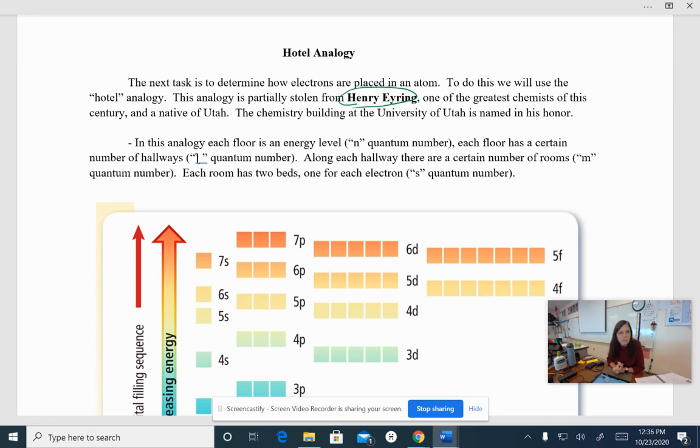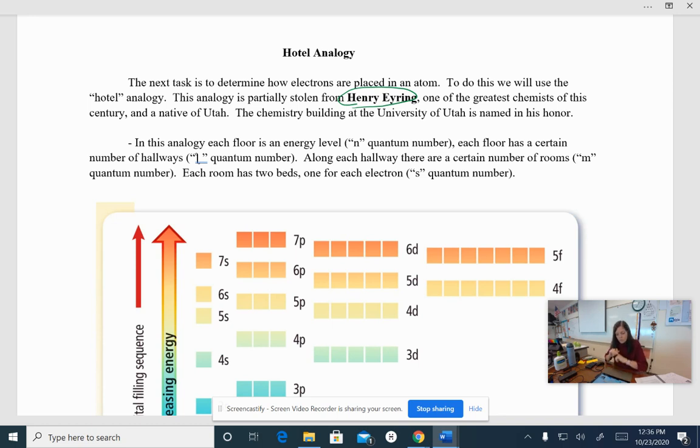So, in this analogy, he likened or compared the way electrons go into the atoms to people going into a hotel. Now, in this analogy, each floor is an energy level. Each floor is like an N level. So our first floor, second floor, third floor, fifth floor, that's all going to be energy levels.